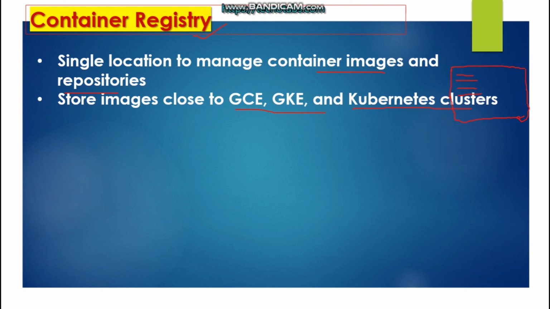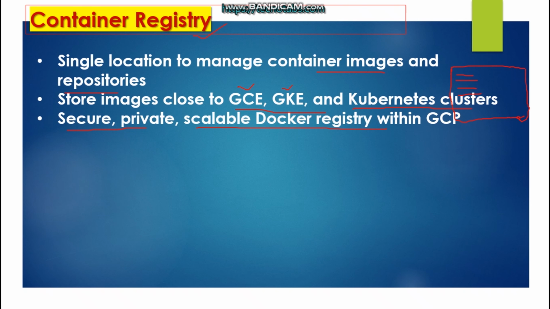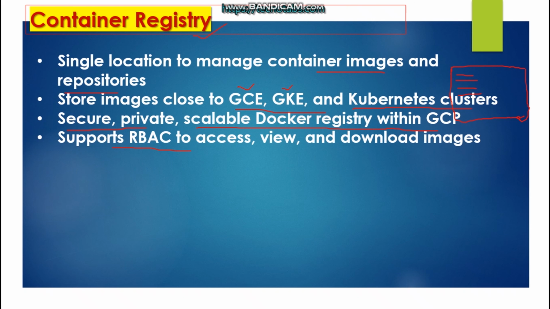It stores images close to the GCE, GKE, and Kubernetes clusters. So whether your application is running on GCE or GKE, the images will be stored in the same network where your code is being deployed, so that it increases the performance of your application and there are no lags. It's a secure, private, scalable Docker registry within GCP. Only the person who has access to this container registry can access it, so it's secure and private. You can store any number of images, and it can be scaled up in memory as well. It also supports RBAC, that is role-based access control, to view, access, and download the images.